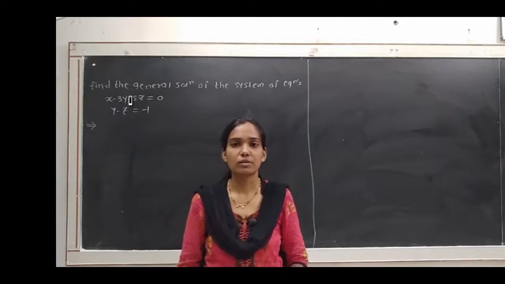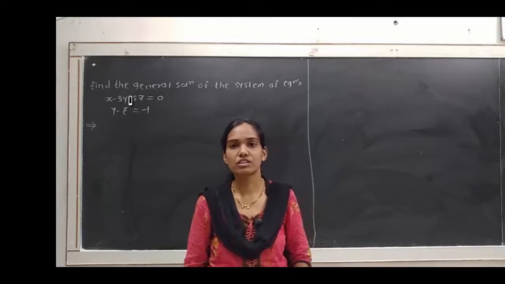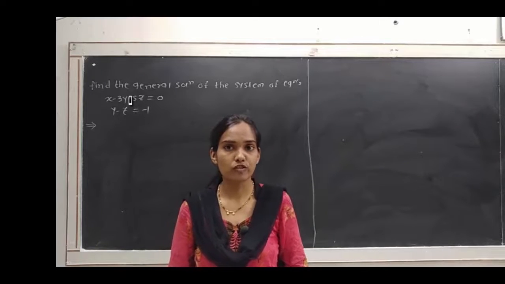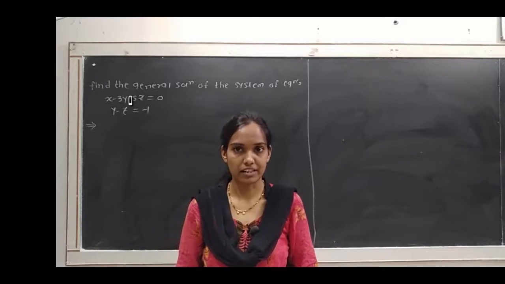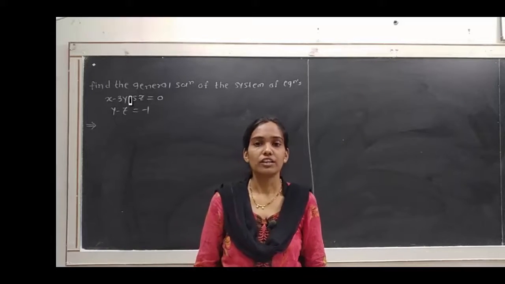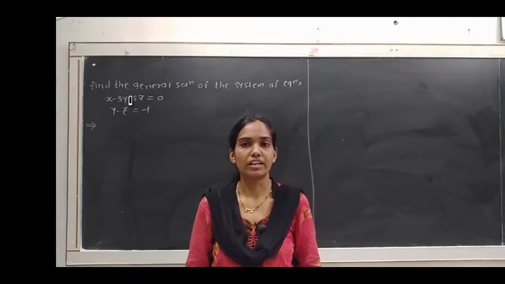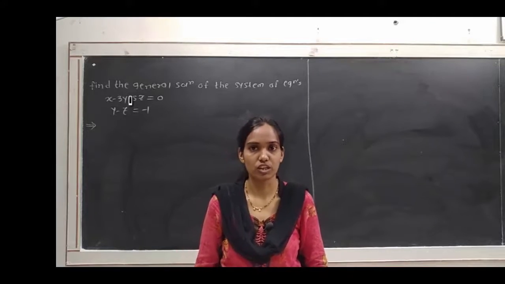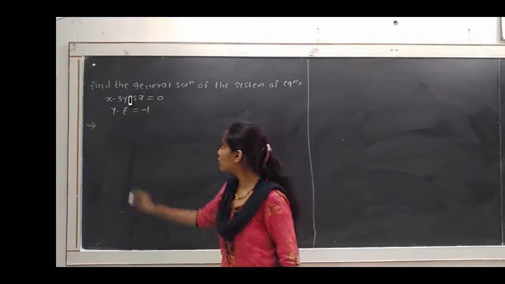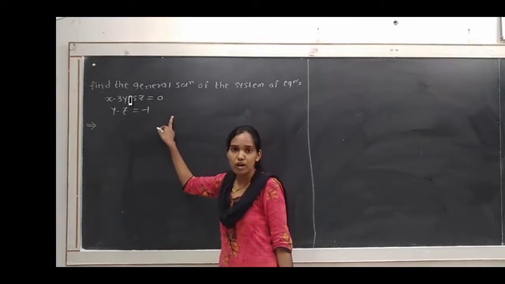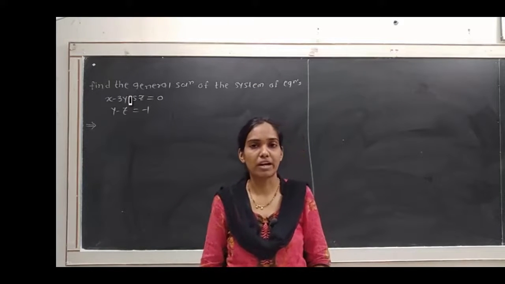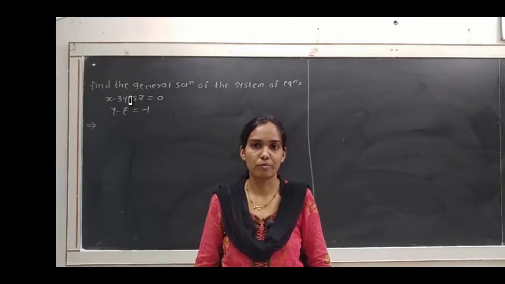Okay, so in the previous lecture we discussed the row echelon form and the reduced row echelon form of an m cross n matrix. Then, using the row echelon form and the reduced row echelon form, we have to solve the system of equations. So today we are going to find the solution of a system of equations using the row echelon form or the reduced row echelon form of a matrix.